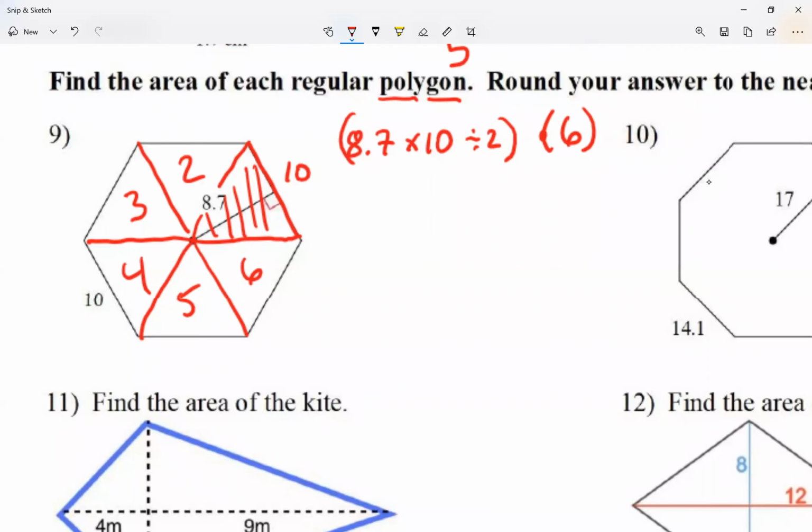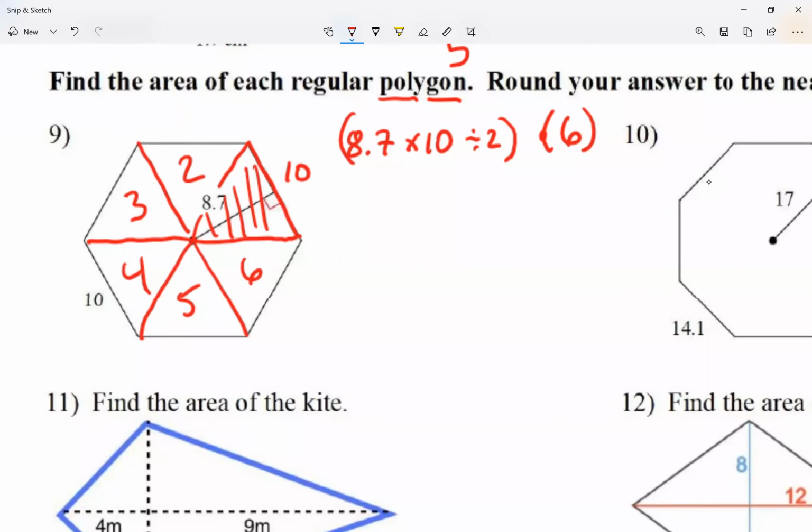So if I gave you a polygon with 5 sides, find the area of the triangle and then multiply it by 5 because there are 5 sides. If I give you a polygon with 30 sides, I'm not going to be that crazy, but if I did, find the area of a triangle and then multiply by 30.